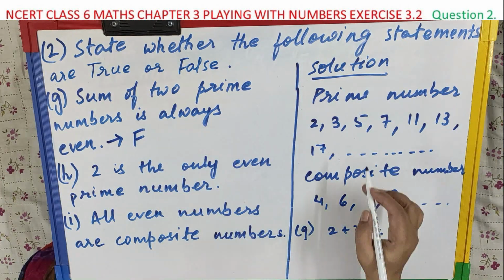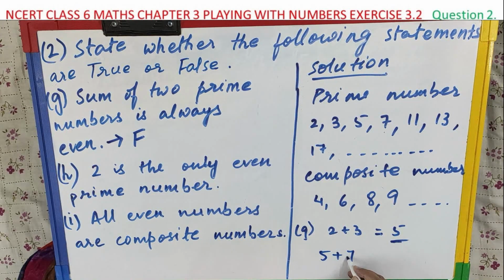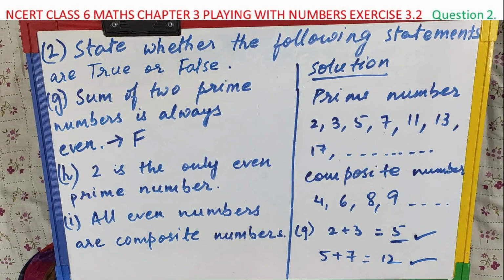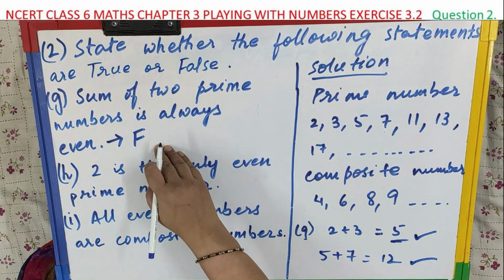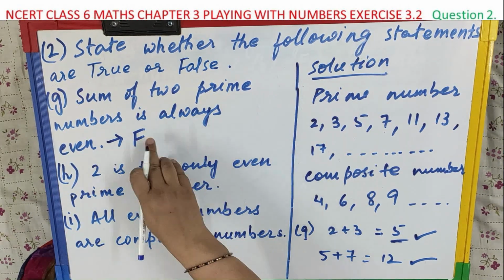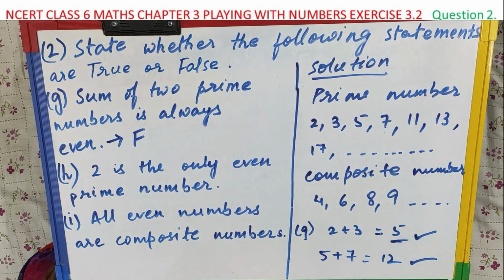But if we take these two prime numbers 5 and 7, the sum is an even number. Here the sum of two prime numbers is an odd number. It means the sum of two prime numbers can be odd, and it can be even. So this statement is false, because it says the sum of two prime numbers is always even. No, it's not always even. It may be odd, it may be even.